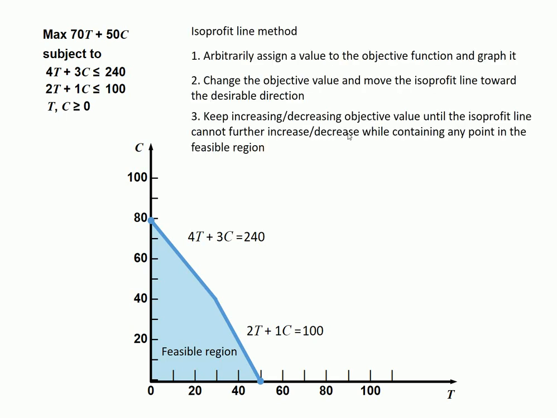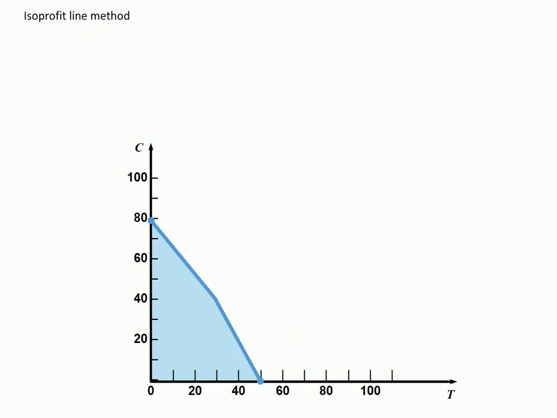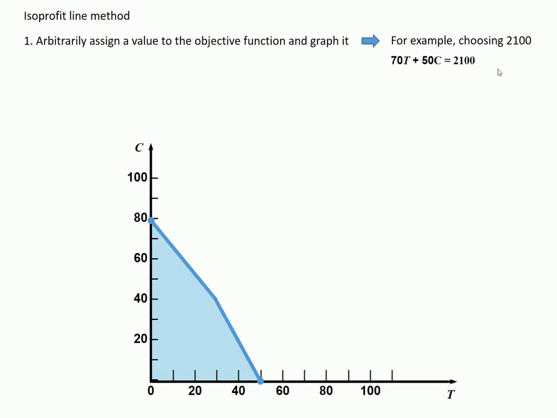The isoprofit line method involves 3 steps. I'm going to explain those 3 steps one by one in the following slides. To start off, I'm going to assign an arbitrary value to the objective function. Let's say I choose 2100.